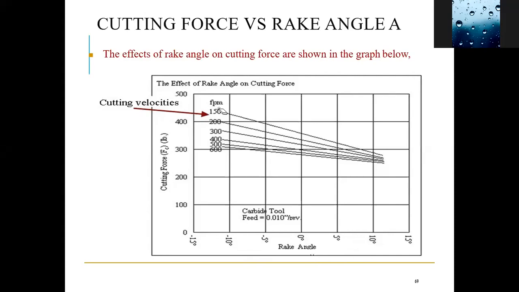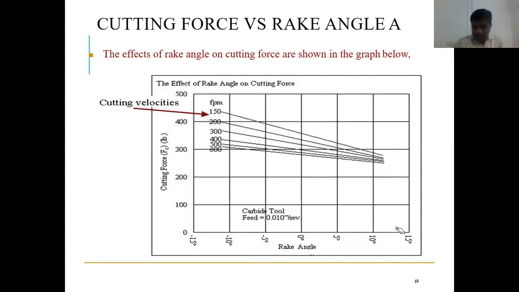For example, at this 150 foot per minute speed, if the rake angle is -10, then your cutting force is something about 420 newtons, or 420 pounds, are required. Whereas at the same speed, if you keep the angle somewhere about 5 or maybe about +10 degrees, your force is coming down. Only 290 pounds force is sufficient. So 290 and here 420. So almost 130 pounds of force required less. That's why rake angle is very important when you're designing a cutting tool.